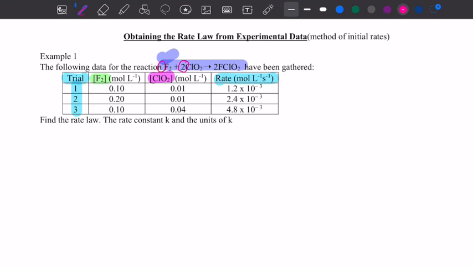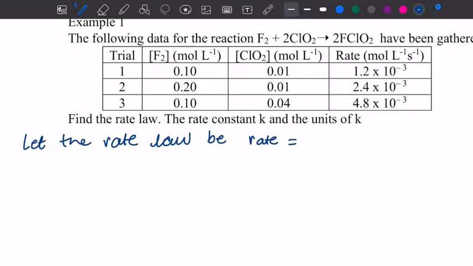Now keep in mind that the rate law cannot directly be written from the balanced chemical equation. It is always experimentally determined. So you begin by writing the statement, let the rate law be rate equals K times concentration of the first reactant raised to power M, concentration of second reactant raised to power N.